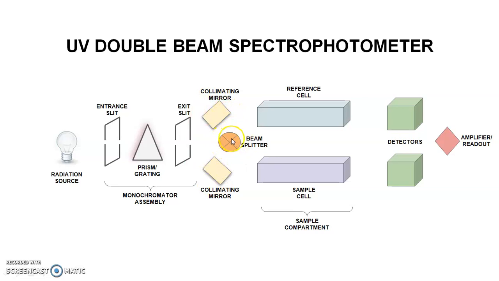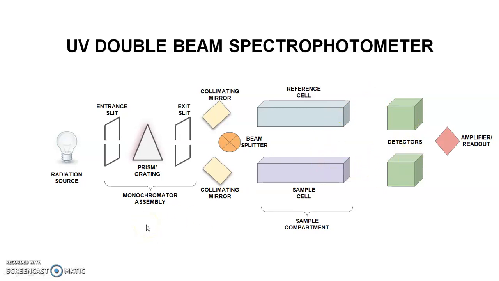The purpose of employing this beam splitter is to split the beam emerging out of the exit slit. We split that beam so that it falls simultaneously on the reference cell and the sample cell, so that we can take the ratio of absorbances simultaneously. So we have two detectors here. Some instruments have one detector, so that the radiation from both the sample and the reference cell reaches that particular detector, or we have two detectors of the same make so that each of these radiations is sensed by each detector.